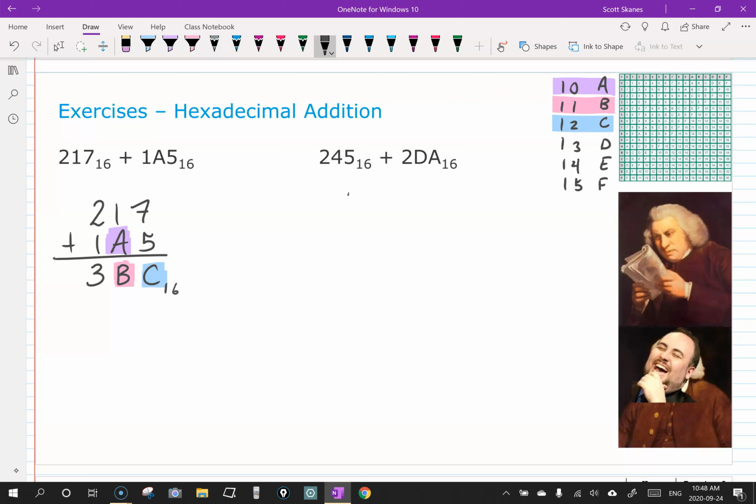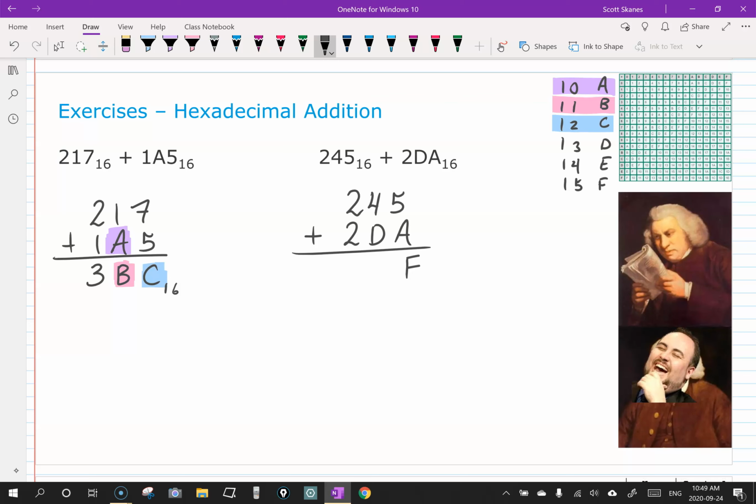For our next question, I have a feeling we're going to need to carry. Let's see what happens. 245 plus 2DA. 5 plus A is the same as 5 plus 10, which is 15. 15 in hexadecimal is F, so we're okay, we didn't need to carry.